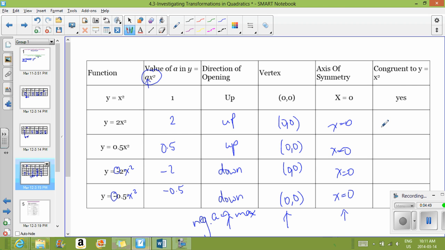The part that was different is this part. It is not the congruent shape. When we had 2, if you noticed, it got narrower, or you could say it was stretched.